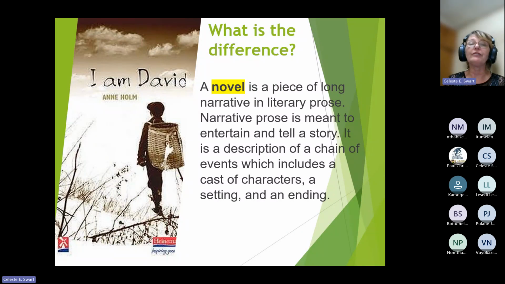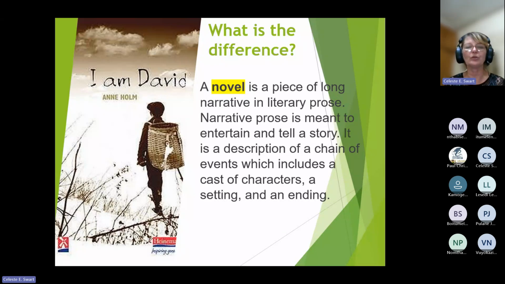I Am David is a very good example of a novel, appropriate for the grade and age. A novel is a piece of long narrative in literary prose. A narrative prose is meant to entertain and tell a story. It's a description of a chain of events. It includes a lot of characters, a setting, and an ending. And it can also have more than one plot. You'll see that when we get a little bit further on. So it's not just one central idea and, whoops, it's over.